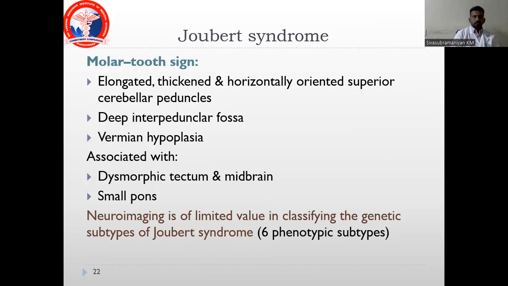So Joubert has the classic molar tooth sign, which is elongated, thickened, and horizontally oriented superior cerebellar peduncles with a deep interpeduncular fossa and a hypoplastic vermis. It is associated with dysmorphic tectum and midbrain and a small pons. Neuroimaging is of limited value in classifying the genetic subtypes of Joubert syndrome. It can only give a broad orientation to the possible diagnosis of Joubert syndrome.